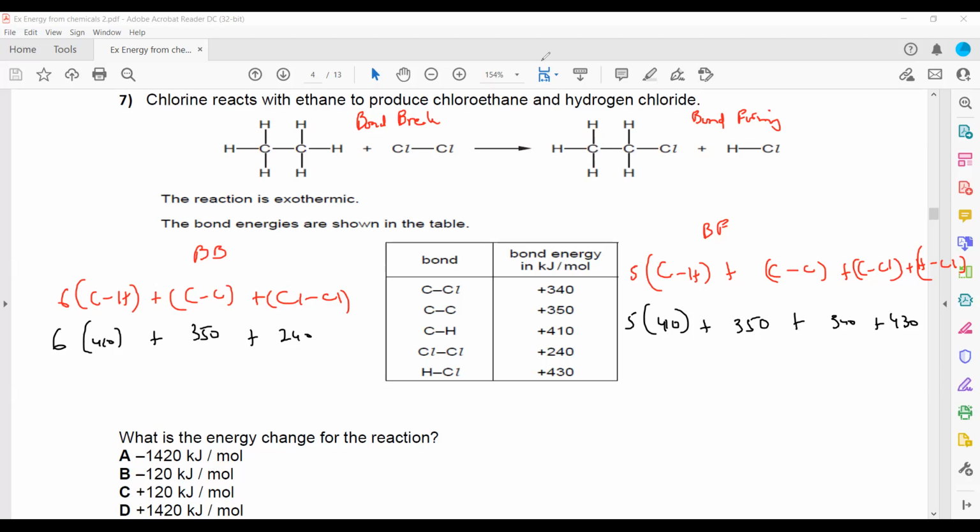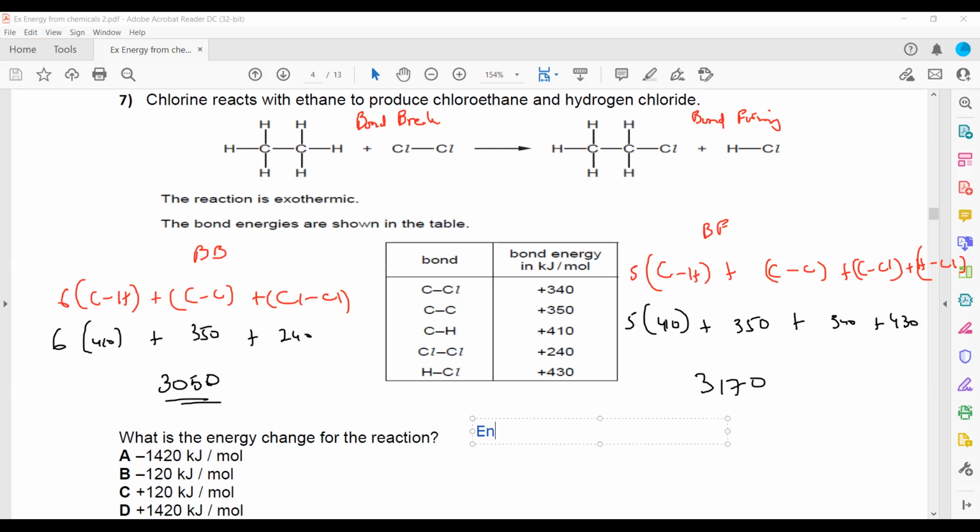So 410 multiplied by 6 plus 350 plus 240. The total here for bond breaking is 3050. For bond forming, 5 multiplied by 410 plus 350 plus 340 and plus 430. So the total sum here will be 3170.